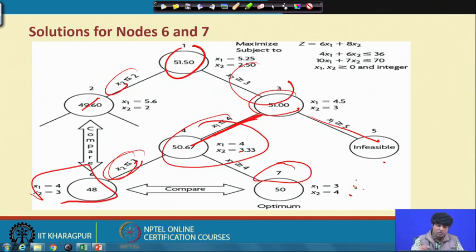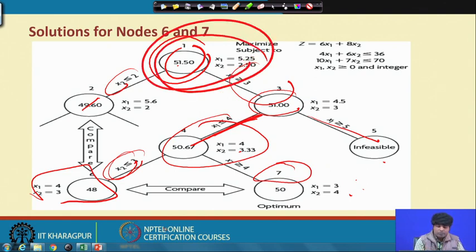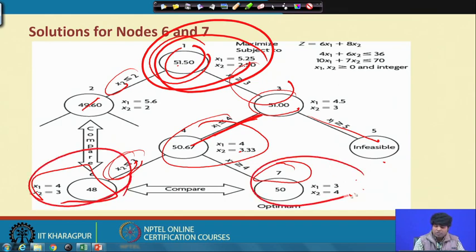So, in the original optimal solution we have z equal to 51.50, with x 1 equal to 5.25 and x 2 equal to 2.50. So, you compare this one, and now the final optimal solutions we have here and here. These three will be the mirror image where we can compare, and then finally fix which one is the best requirement. Now, if you look into the objective function value.